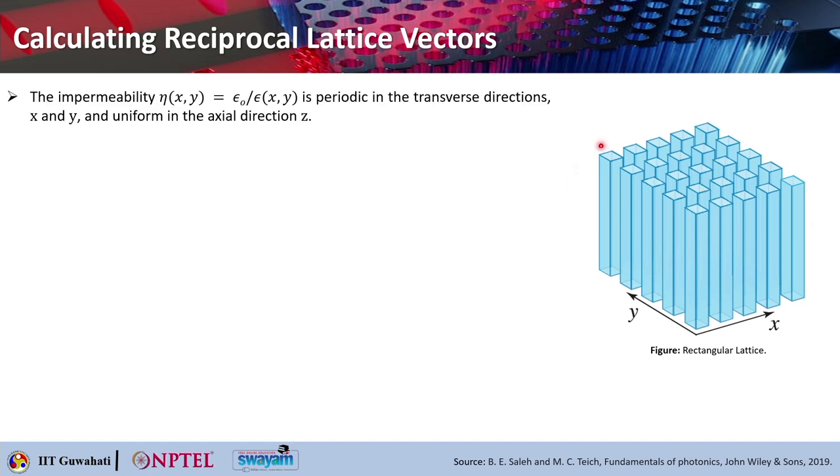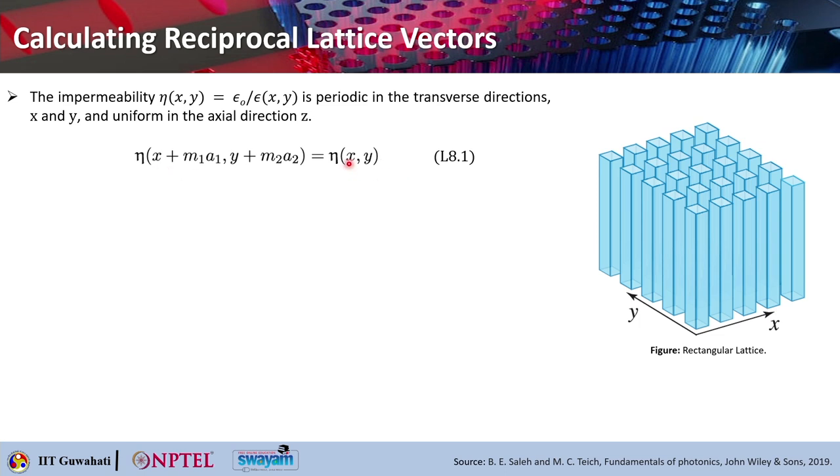In this kind of system, we can think of the impermeability parameter, eta x y, which is basically epsilon naught by epsilon x y. This impermeability is periodic in the transverse directions x and y, and uniform along the axial direction, that is z. If you consider A1 and A2 as the periods in the x and y directions, this is a rectangular lattice. Then eta x y will also satisfy the translational symmetry.